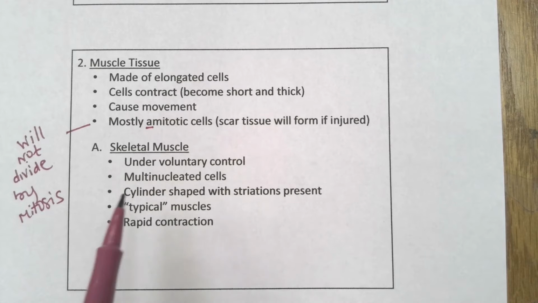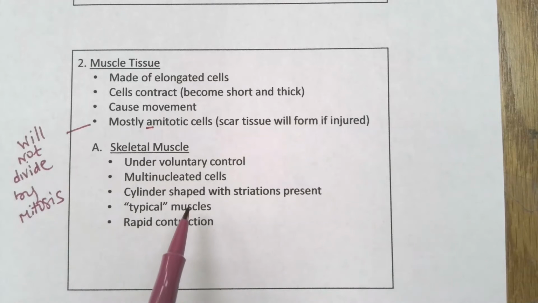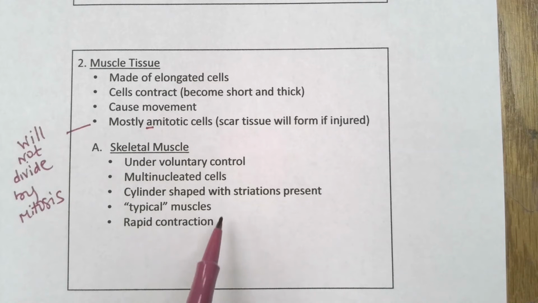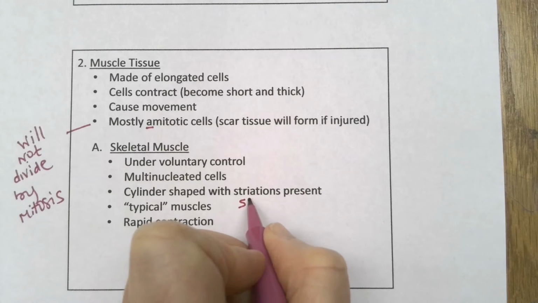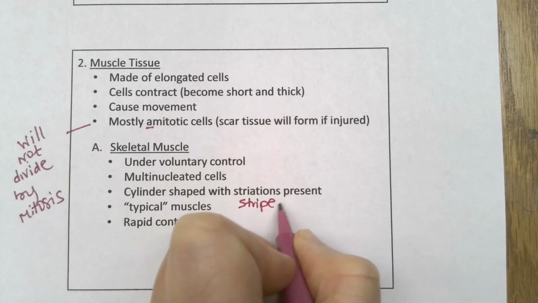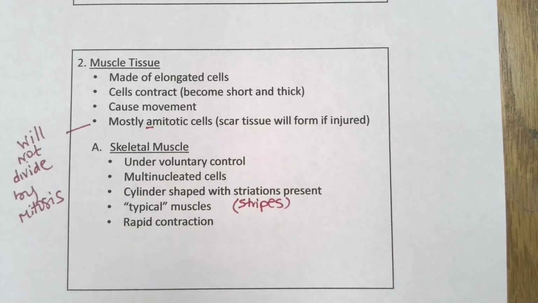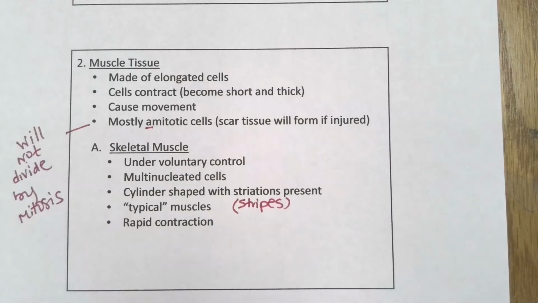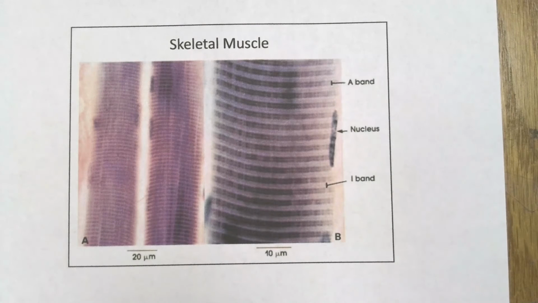Okay, this type of cell is different than other cells. It's multinucleate. The cells are cylinder shaped, so I typically tend to just say think of a drinking straw, or think of an unsharpened pencil, and that along the length of that drinking straw or pencil there are stripes or striations. So you have to know the word striated, and these contract rapidly in order to allow you to move. So here's what skeletal muscle looks like.